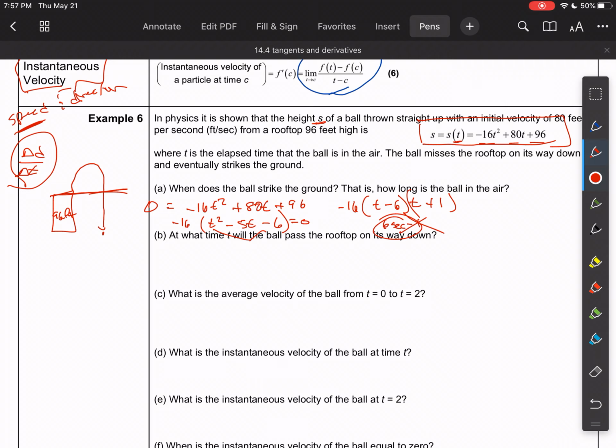Okay, so instead of 0, I'm going to do the exact same thing I just did, but instead of saying equal to 0, I'm going to say equal to 96 feet. Okay, so then we'll do the same thing. What's nice about this, though, is we have already done most of the work, right?